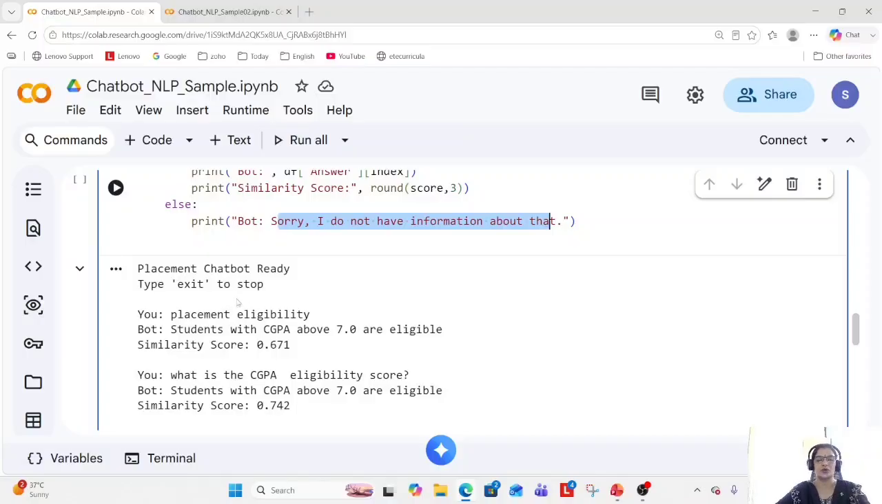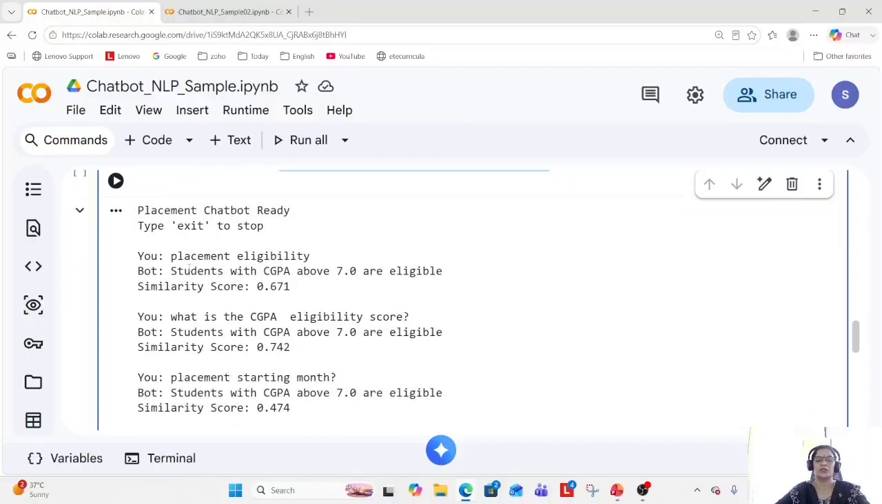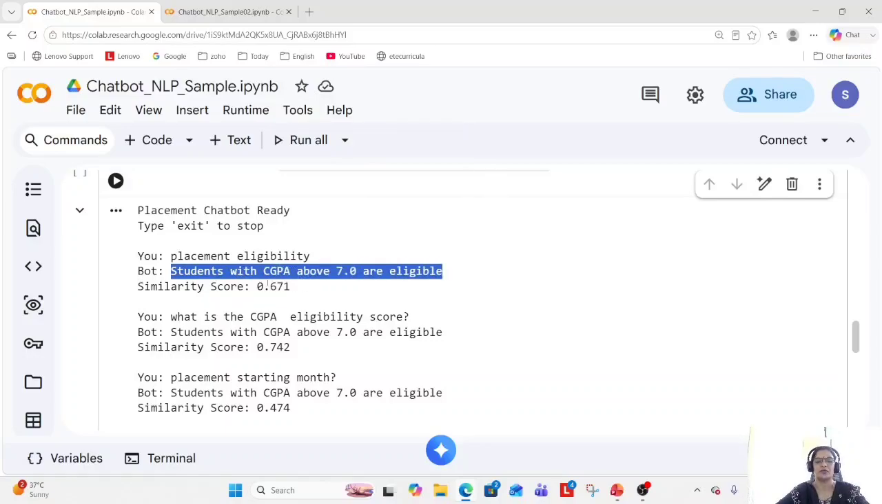Just the stored questions and answers are available here. So the placement chatbot is ready; type exit to stop. Now the input is placement eligibility, the user raising this question. The bot checks whether a relevant answer is available in the data set. The relevant answer is there: students with CGPA above 7 are eligible. The similarity score is 0.611.